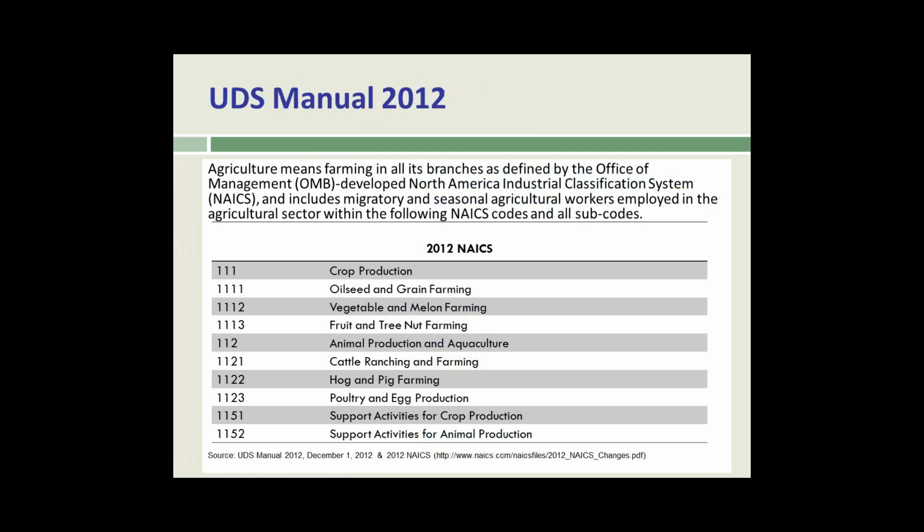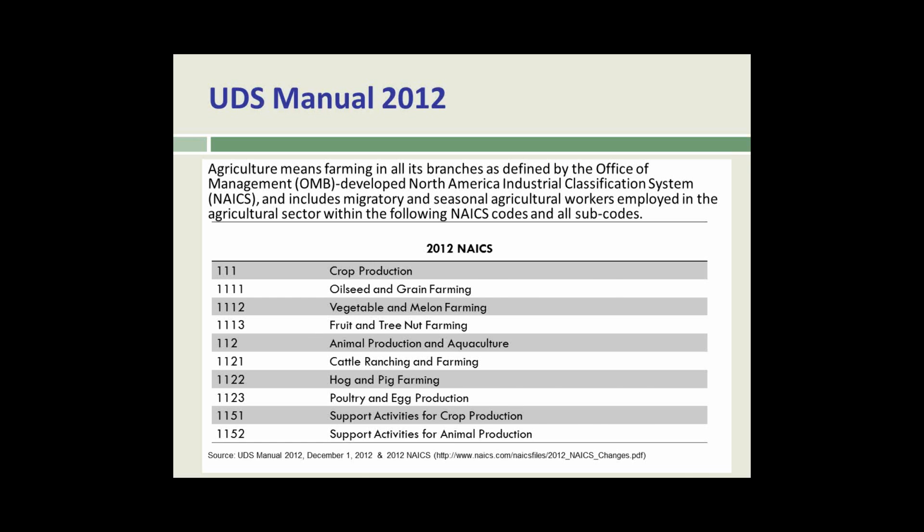The Health Resources and Services Administration, or HRSA, had provided an operational definition that is a little more narrow. The Uniform Data System, or UDS, until 2009, described agriculture as farming in all its branches, including only those activities that are defined as horticulture.